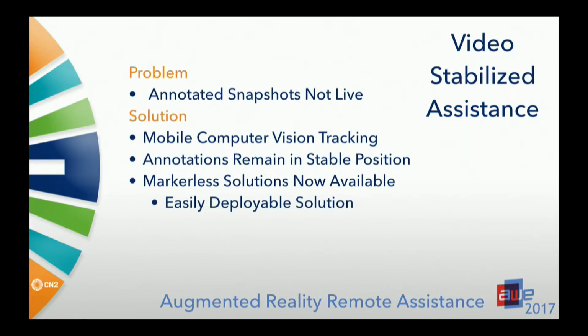So obviously this still has some limitation. If you're just looking at annotated snapshots, ideally you would like to see annotations live in situ. And so this is where augmented reality and computer vision come into play. So using computer vision tracking on mobile devices, we can make annotations remain stable in the scene over the video feed that the user sees.